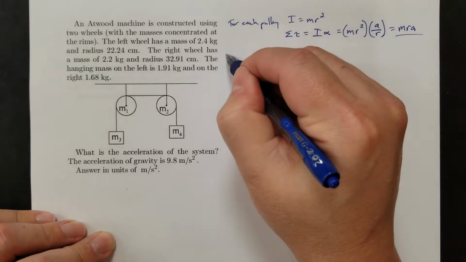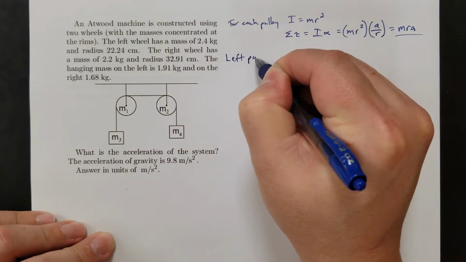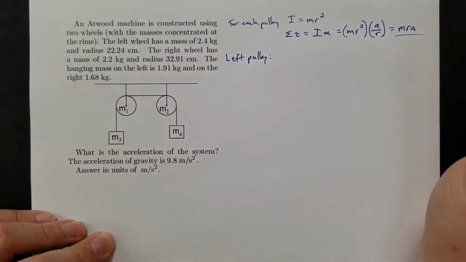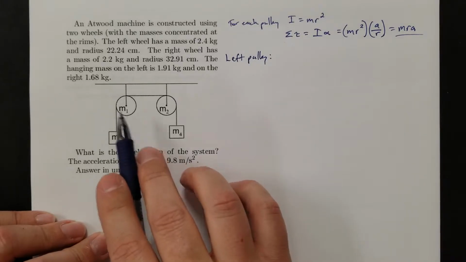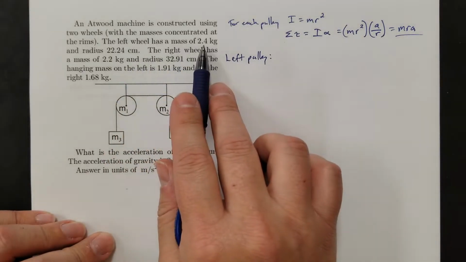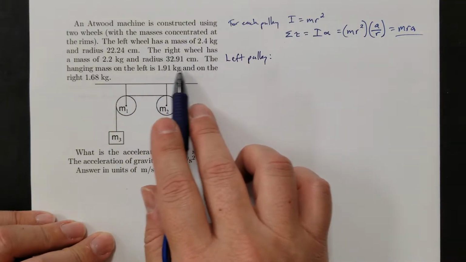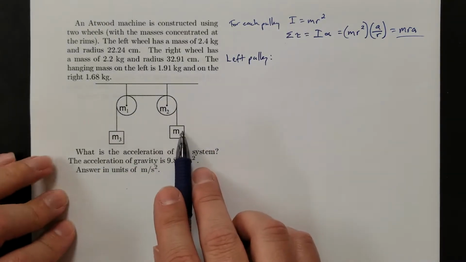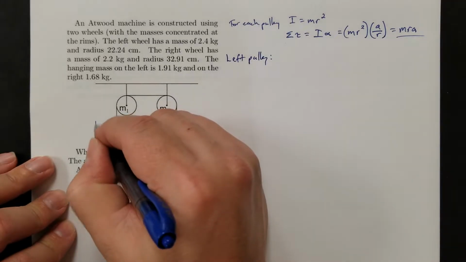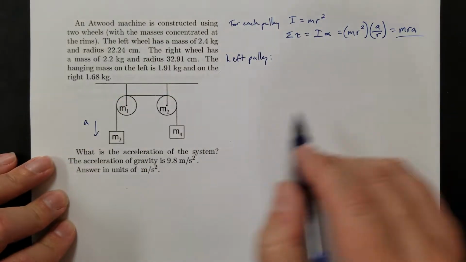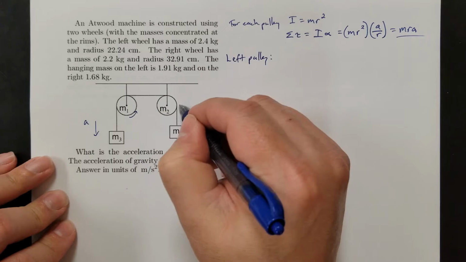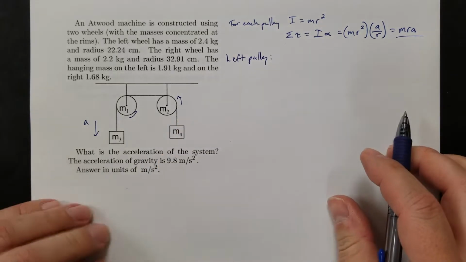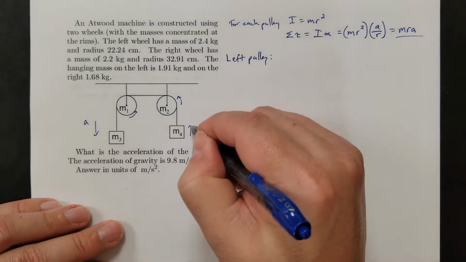Okay, so let's do the left pulley. For my left pulley, that's this one. The left wheel has a mass of 2.4, the right wheel is the same. The hanging mass on the left is 1.91, the right is 1.68. So this is the heavy one, and this thing is going to accelerate that way. So this wheel is going to turn that way, and this wheel is going to turn that way. And then this one is going to accelerate up.